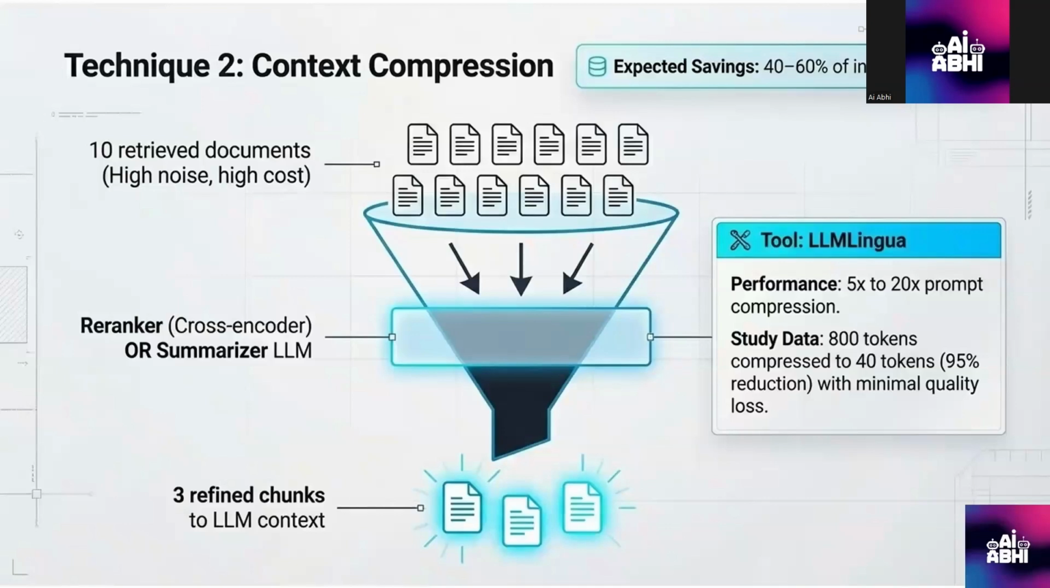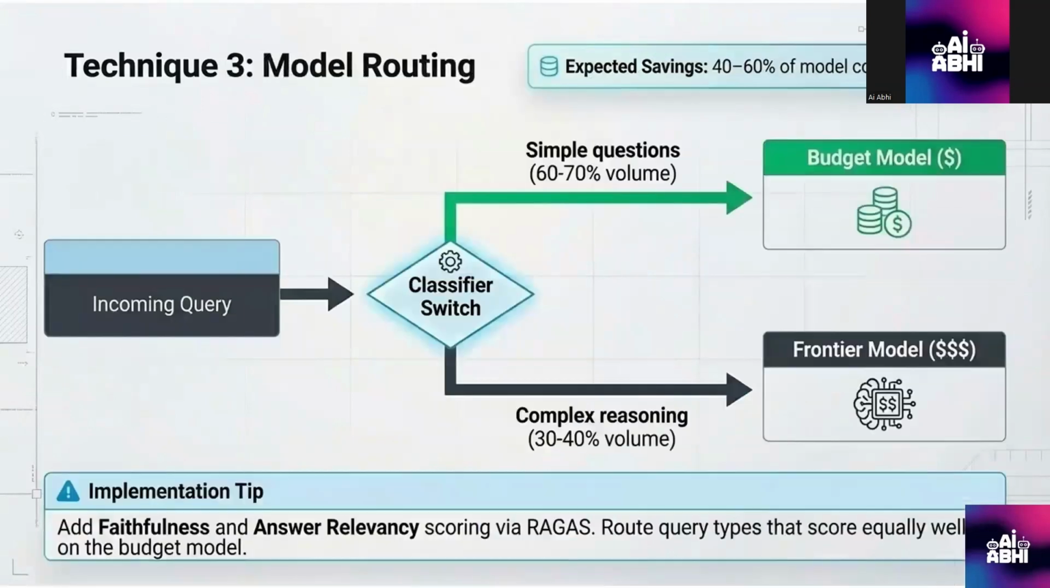The next technique is model routing. Here we are expecting savings of 40 to 60% of the model costs. It requires a routing layer, but pays off at scale. You are almost certainly using a frontier model like GPT-4o, Claude Sonnet, or Gemini Pro for every single query your RAG system receives, including simple ones like what are your open hours, or how do I reset my password. That is like hiring a surgeon for a paper cut bandage.